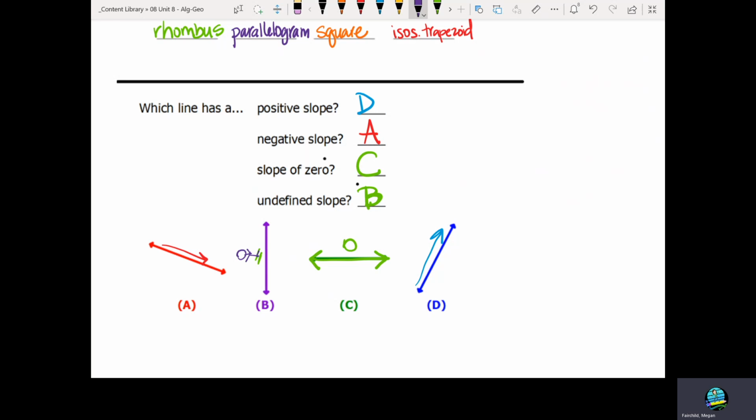What would happen? You fall off. You fall off. It's undefined. Okay, it has no slope.